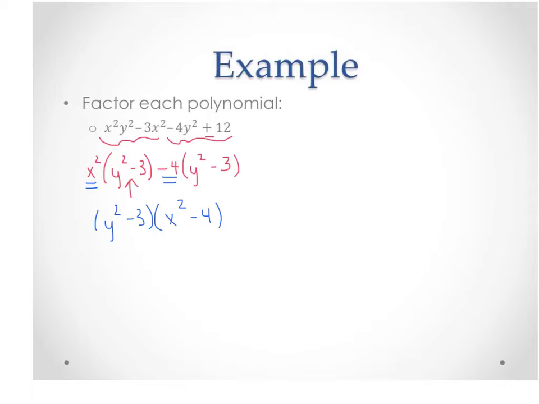Now, lots of times you might be done, but you need to look at those and see if you can go further, and in fact we can. That second set of parentheses is a difference of squares, which factors into x plus 2, x minus 2.